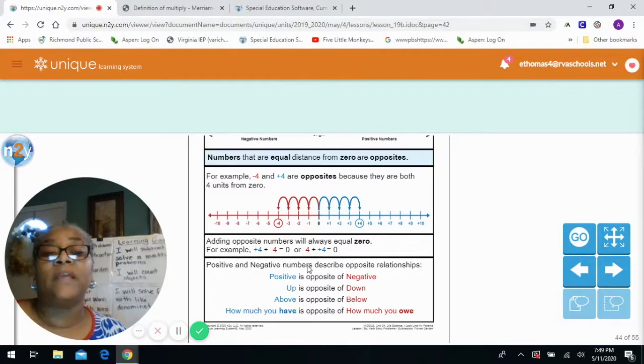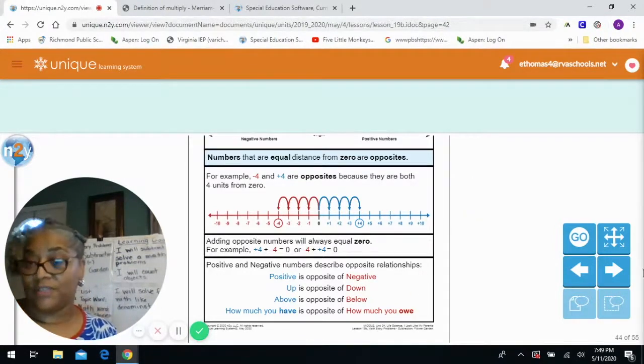So positive and negative numbers describe opposite relationships. Positive is opposite of negative. Up is opposite of what? Down. Above is opposite of below. How much you have is opposite of how much you owe.